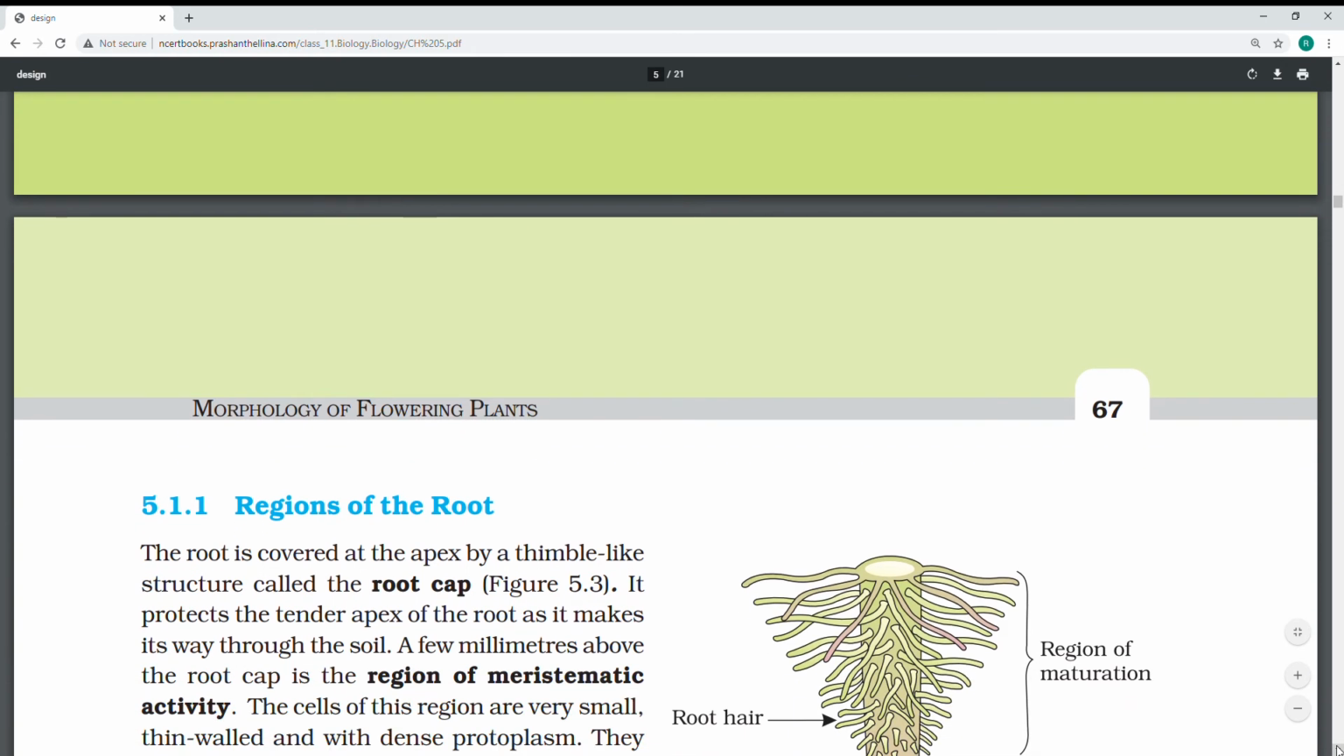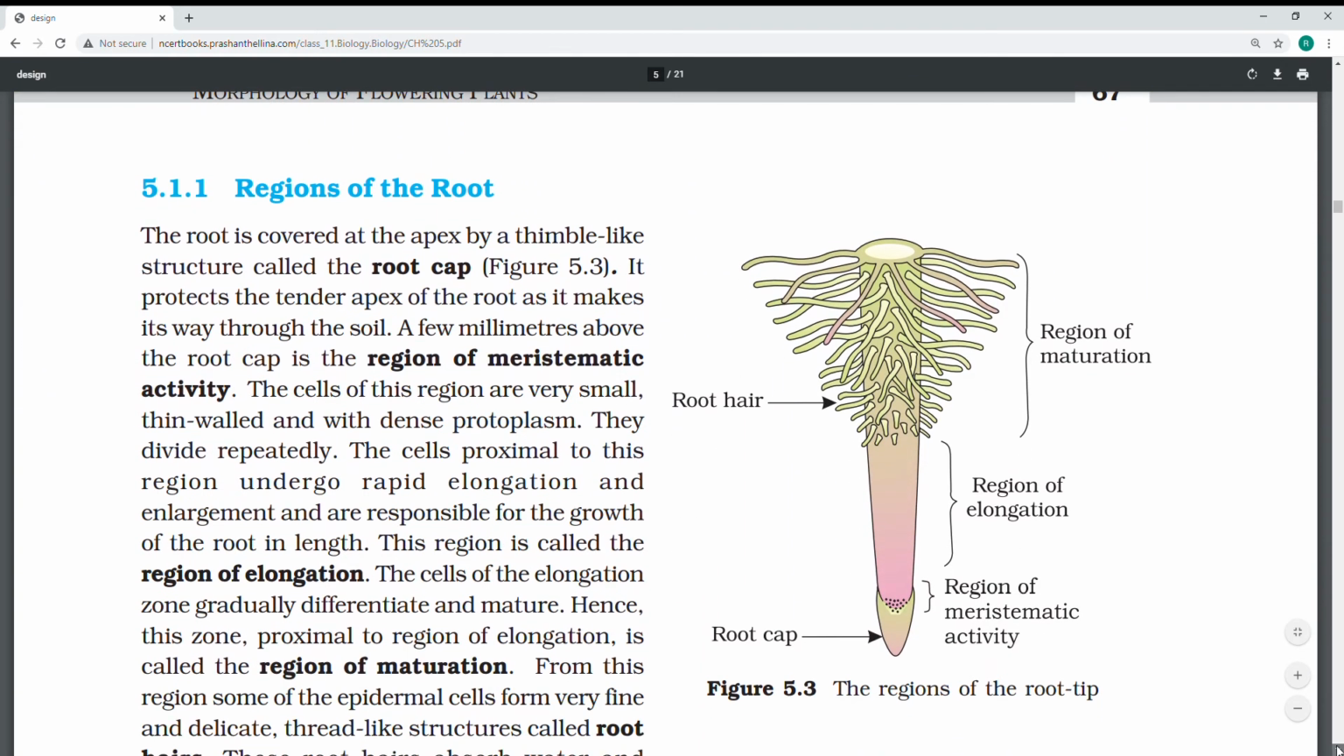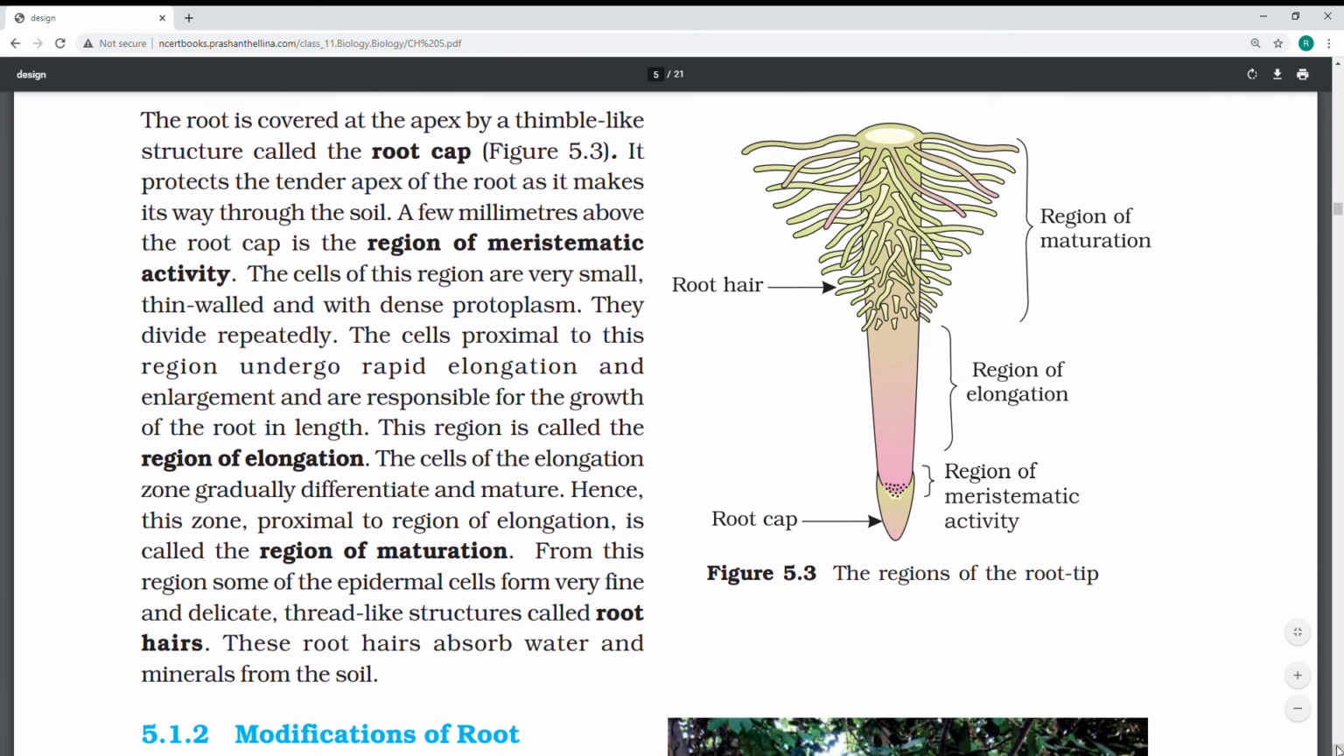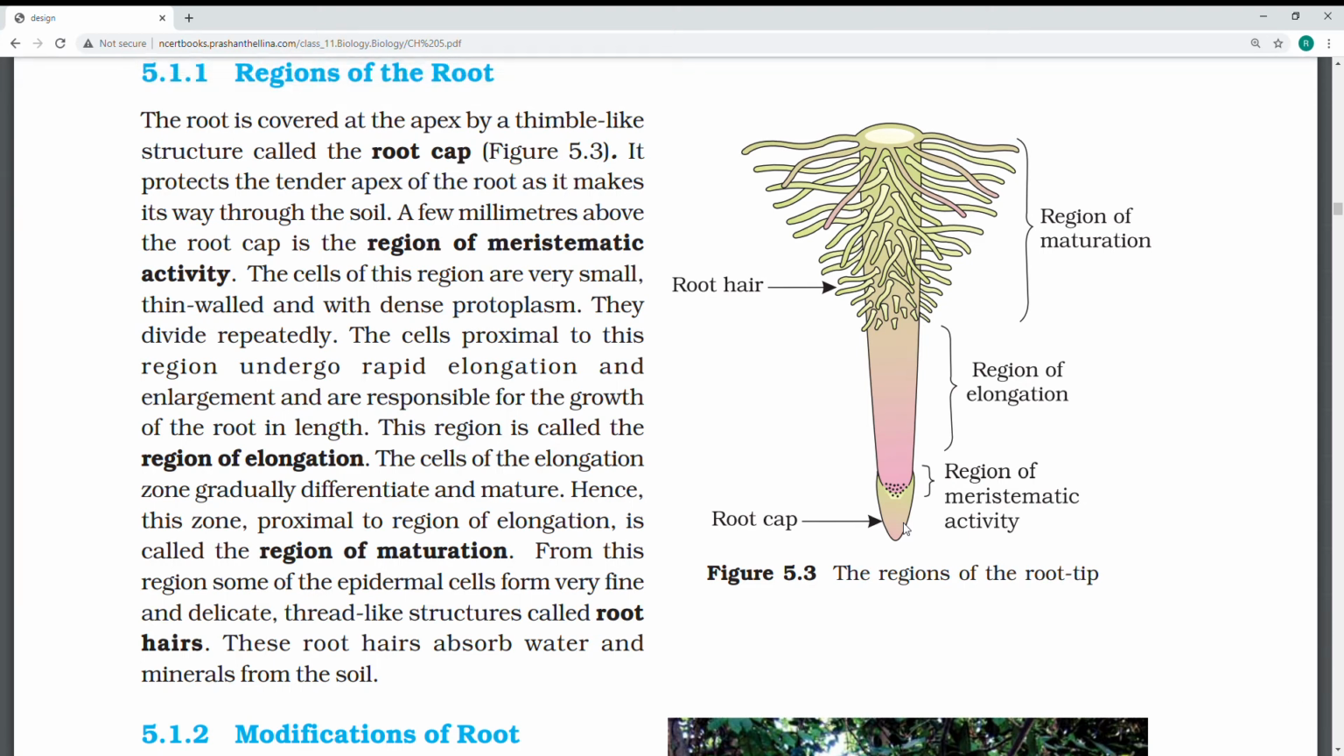See the regions of the root. If you see the diagram for the taproot, the down one is first called the root cap. This is the first and foremost important part, covering the apex, a thimble-like structure. The root tip is subterminal. It protects the apex, which is another tissue layer inside. It penetrates through the soil.